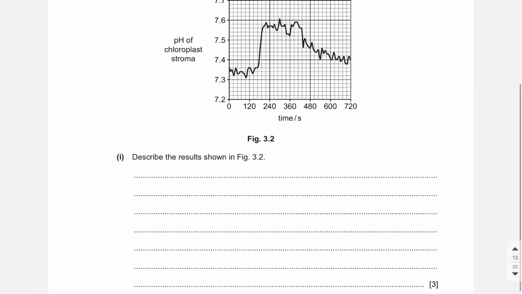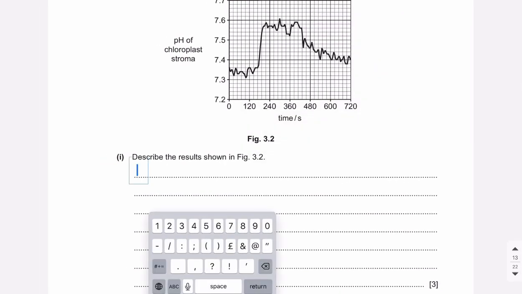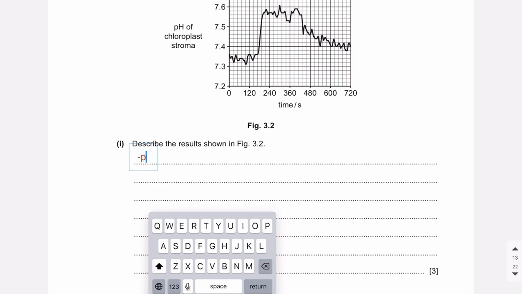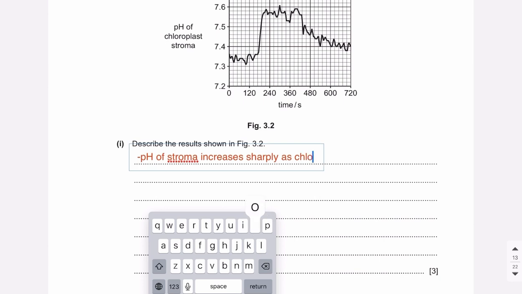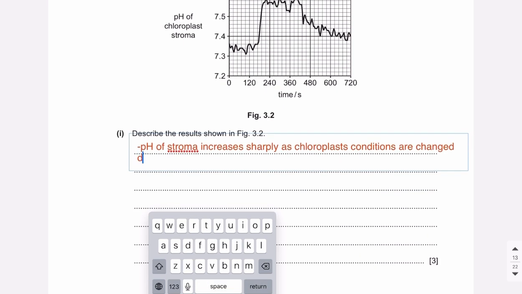So what we can write over here is that pH of stroma increases sharply as chloroplasts are placed in light from dark. Or we can say pH of stroma increases sharply as chloroplast conditions are changed from dark to light.